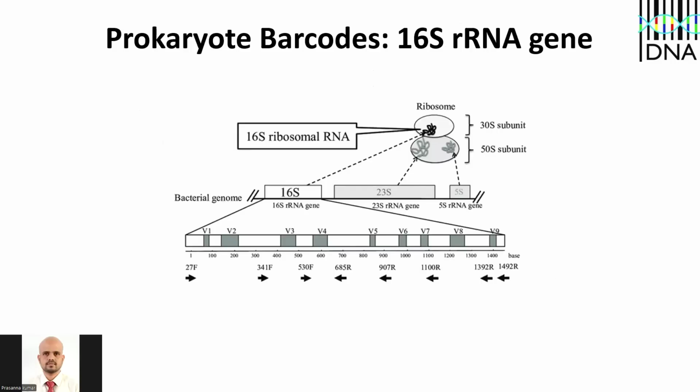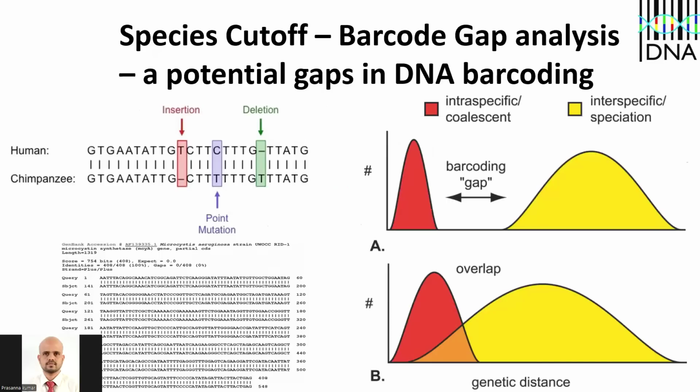Okay. And 16S rRNA for prokaryotes, for both bacteria and archaea, is the molecular marker. So what is this species cutoff or barcode gap? I would say it's an excellent topic for bioinformatics research, because even though I said 3% is a species cutoff, 3% variation is allowed within the species.